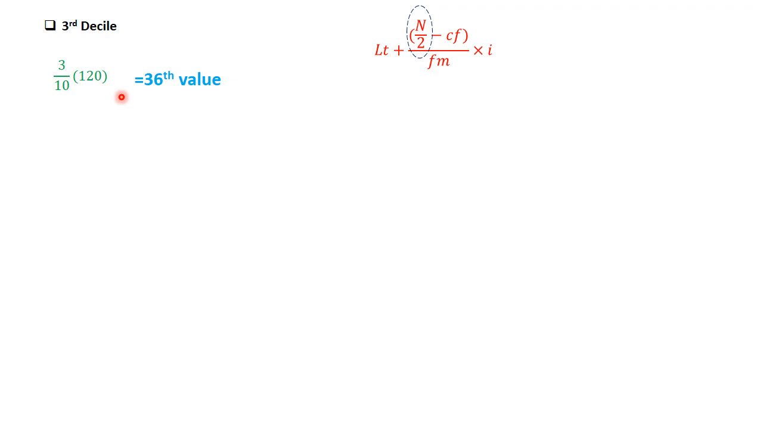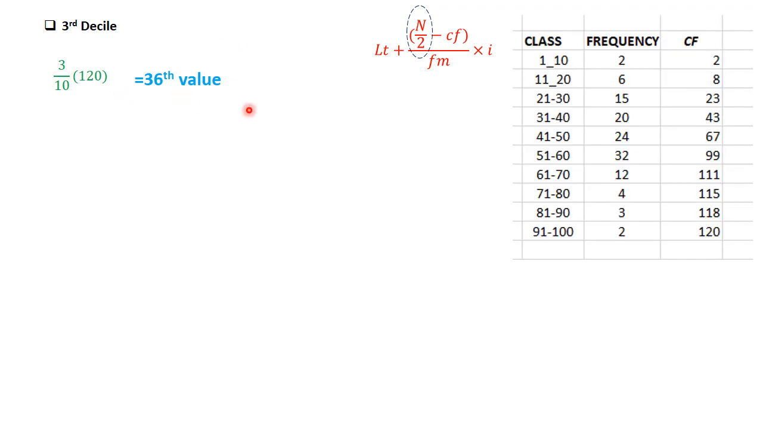That group will have that 36th. So what will be that value? We go to the table. Where is 36 in the cumulative frequency? It's somewhere after 23 but before 43. So that class is 31 to 40. And that means that class defines our LT, our CF, our FM. Therefore, the lower true class limit will be 30.5 because it's 31 minus 0.5.